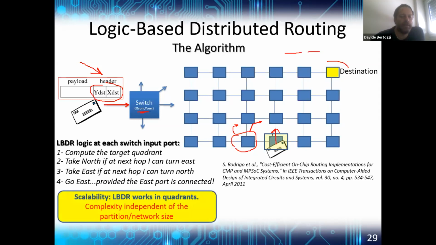And so on. You can iterate the same simple routing computation at each hop. There is a very nice feature here: LBDR, logic-based distributed routing, works in quadrants. And this is a support for scalability from the ground up, because the quadrant can be arbitrarily large. We simply don't care. We only want to know whether a destination is in the northeast quadrant or not. And the northeast quadrant can consist of 4 cores, 16 cores, 1 million cores. We actually don't care. It's not like routing tables that need to have one entry for each possible destination. So it's very scalable as an approach.